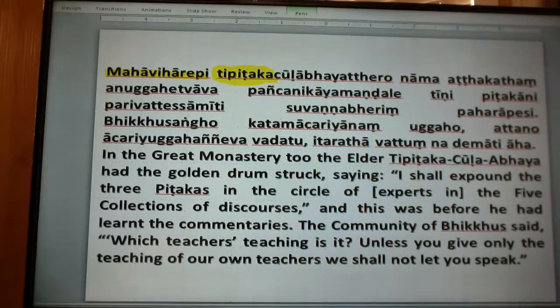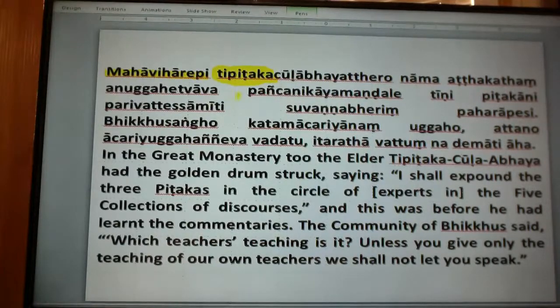So that's why the three baskets examination is the highest examination in Burma, in Myanmar, for the monk. Not every monk can do that, because it takes a long time and great effort to memorize. So not easy.